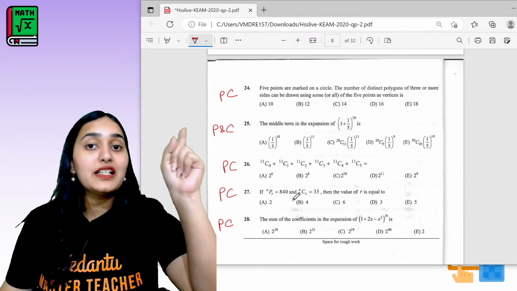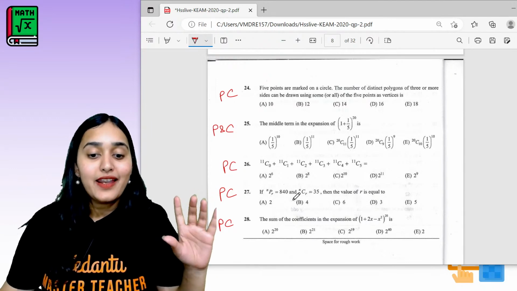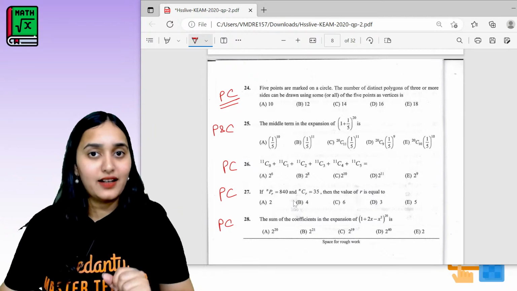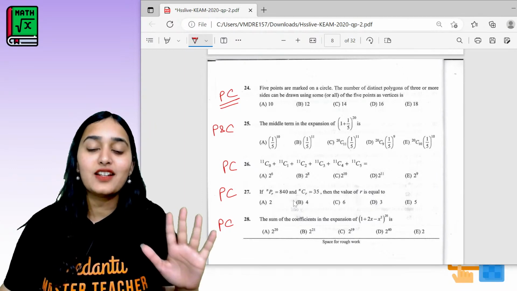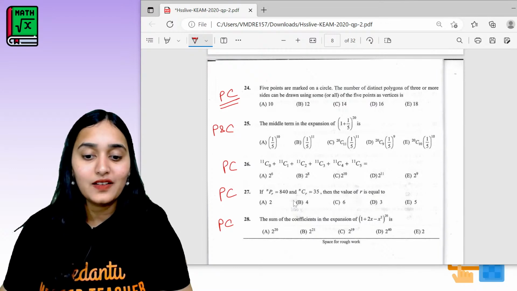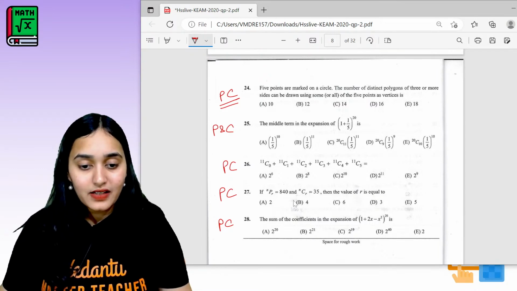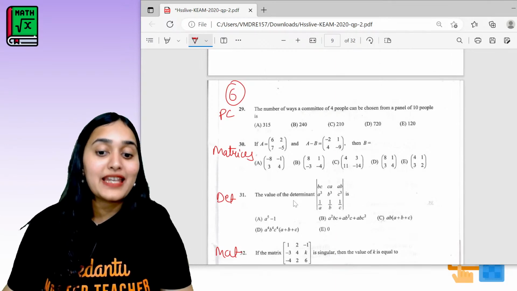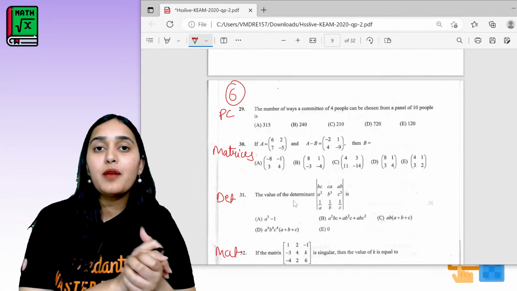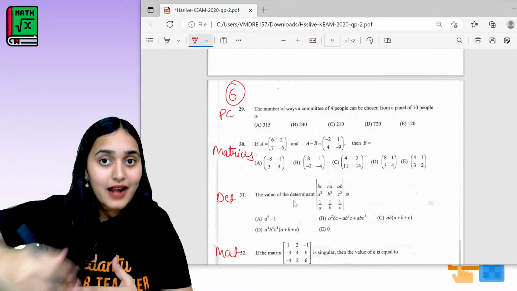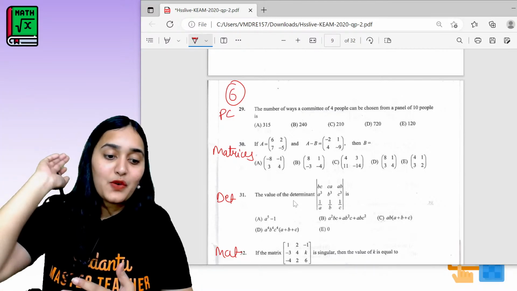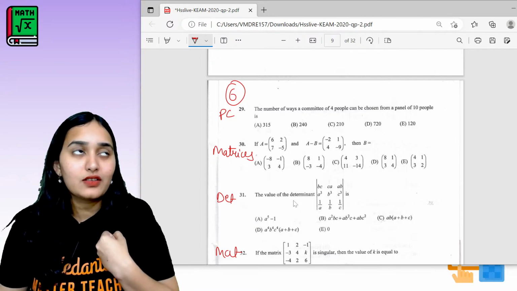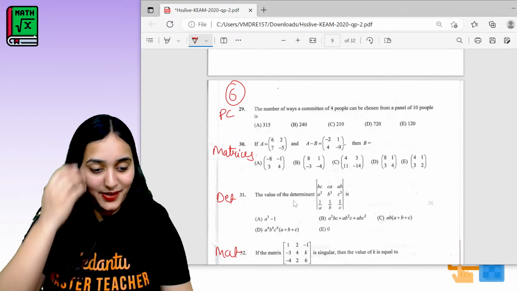Now, in the 2020 paper, I analyzed that PC was asked a lot. Now, what is PC? Not Priyanka Chopra. PC is permutation combination. So, lots of permutation combination questions were asked. 1, 2, 3, 4, 5, 6. 6 questions from PC itself. So generally you will see permutation combination questions in the starting of the question paper itself. Once again, if you are not well aware of the PC chapter, you might lose confidence thinking, oh my god, I don't know this chapter.